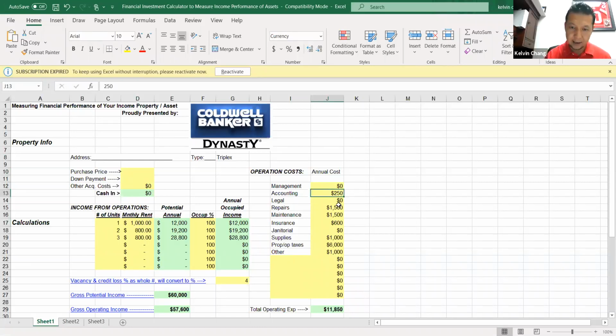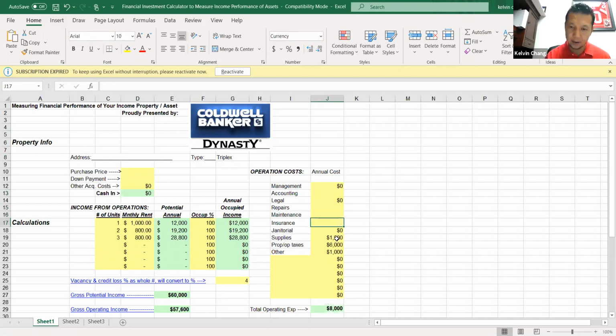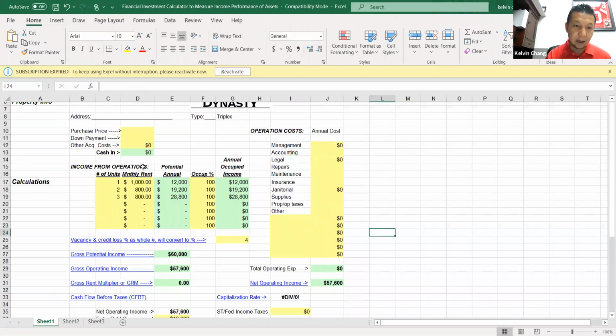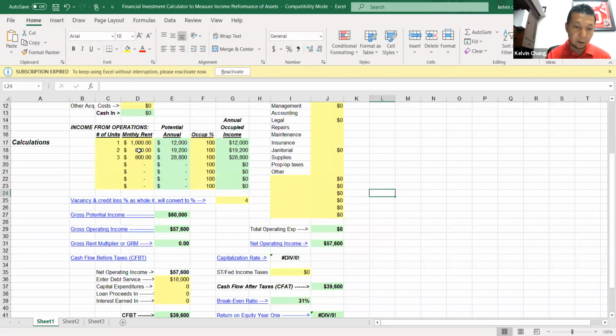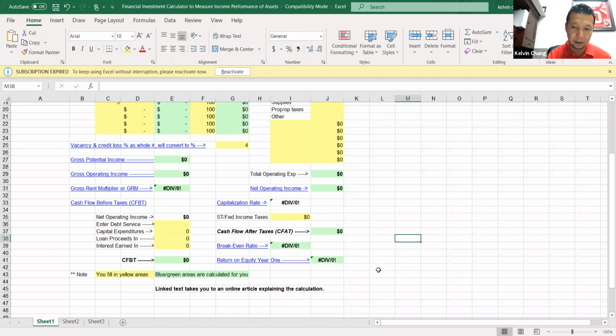Okay. First thing to do, subtract out all of the expenses, and we're going to put in the properties that I'm comparing it to, putting information. So right now I'm just going to put a 0 to all these expenses, and areas that are in yellow are for me to input, and the areas that are in green is what it will calculate for you.